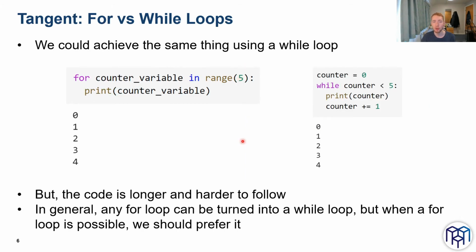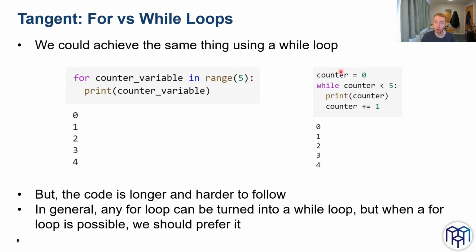And so it's worth noting that this for loop we wrote here could be written as a while loop. In fact, while loops are the most general type of loop, and any for loop can be converted into a while loop. So with these 2 lines of code for a for loop, we could rewrite that with 4 lines of code using a while loop.